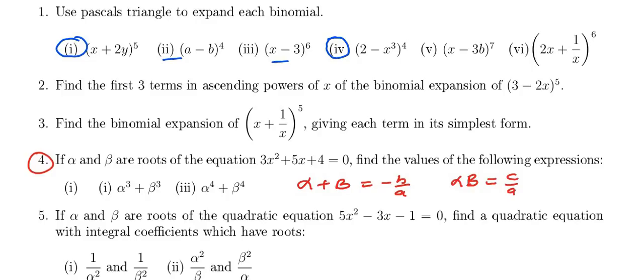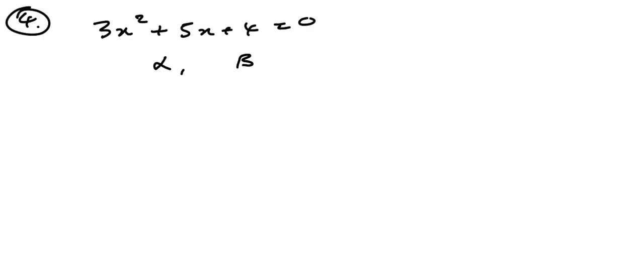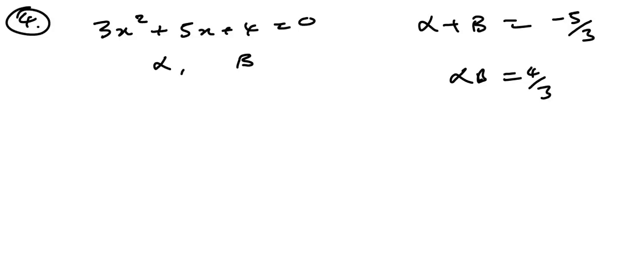So the first thing that we're going to do here is to find an expression that will be easy for us to handle in terms of alpha plus beta and alpha times beta. So the quadratic is simply 3x squared plus 5x plus 4 equal to 0. This is the quadratic whose roots are alpha and beta. We know alpha plus beta according to this is equal to negative 5 over 3, and alpha times beta is simply 4 over 3. Now, the first one they want is alpha to the power 3 plus beta to the power 3.